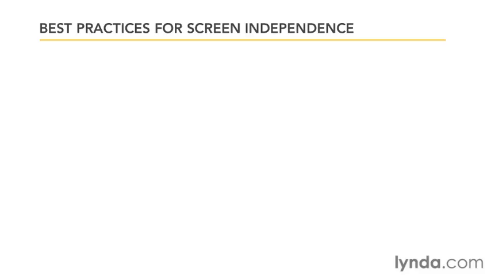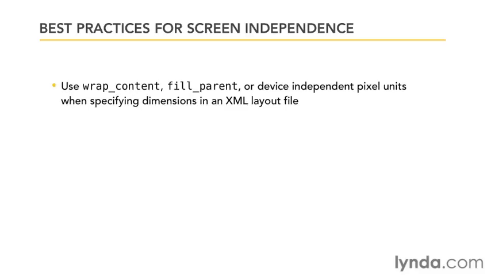So what are the best practices for screen independence, which is basically making your application so that it's going to run as best as it can across a wide range of different devices? So first is the type of units that you use when creating your layouts. You're going to want to either use wrap content, fill parent, or device independent pixel units when specifying dimensions. Now, as a side note for this, for text, you should use scale-independent pixels. But using these units are kind of the ultimate way of making sure your application is going to look the same across all these different device types.